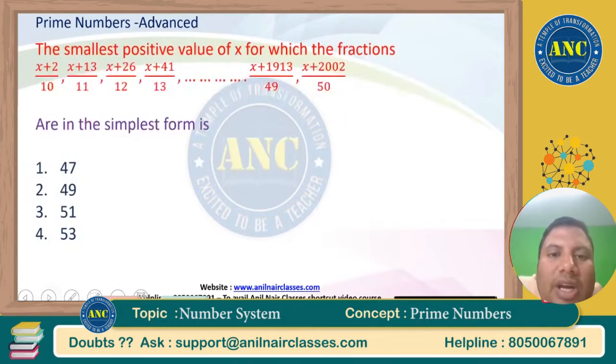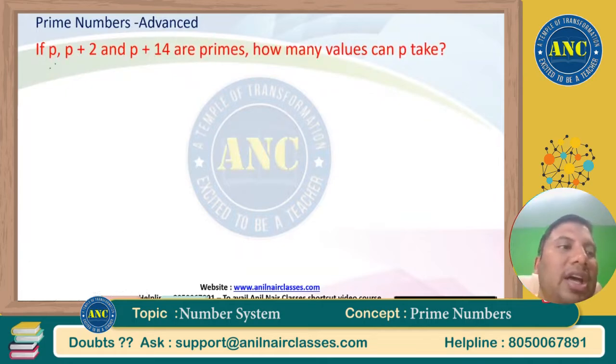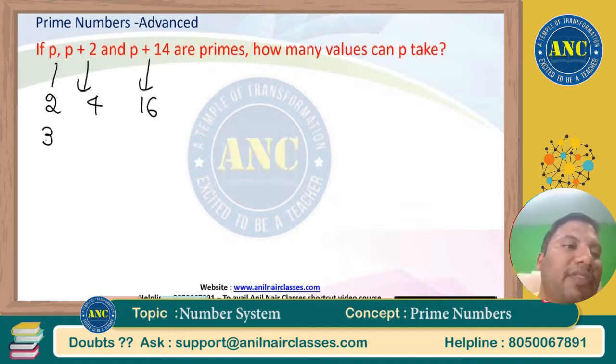Now see here, what is that question? These we already solved. P plus 2, P plus 14. Here if P is 2, then 2 plus 2 is 4 and 2 plus 14 is 16. If it is 3, we get 5 and 17.